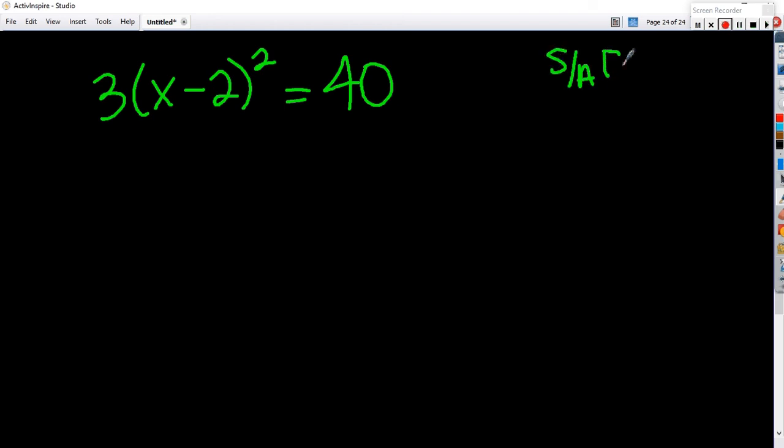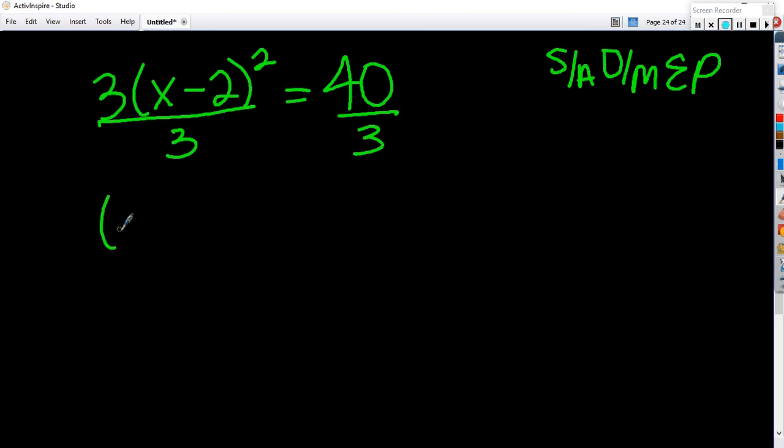So you got to think about what we talked about yesterday and this morning. What do we do first? How about divide by 3, right? We're going to go to 40 though. 3 does not go into 40. So no decimals. I'm going to leave it as 40 over 3. Okay, square root it.